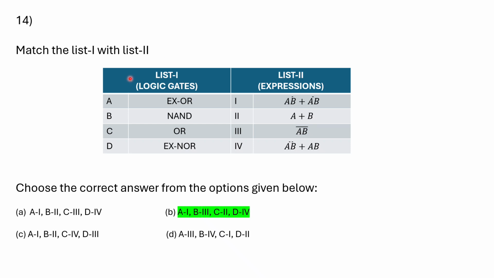Then again, one more, match the list 1 to 2. So here the logic gates are given, here the expressions we use usually. So for XOR, we all know that AB bar plus A bar B. For NAND, that means AND plus NOT, and it is AB bar. For OR, this is A plus B, and for XNOR, this is A bar B bar plus AB. So here option B is the right answer.